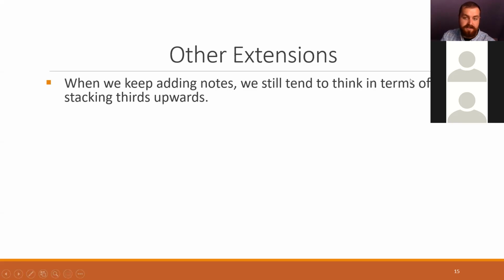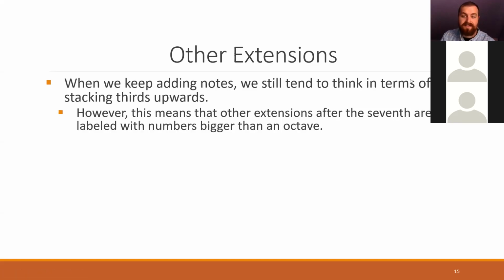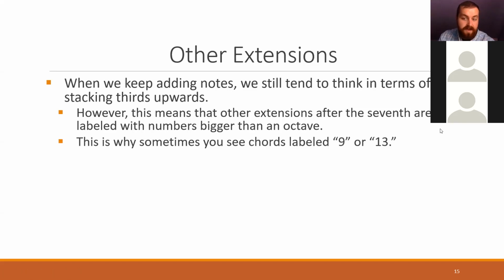If we keep adding notes, we tend to think in terms of stacking thirds upwards. What happens is if you go a third above a 7th, though, you get numbers and labels bigger than an octave. It's like, what do you mean by that? Sometimes you'll see chords that are labeled things like 9 or 13 or 11. It's like, what the heck is a 9?